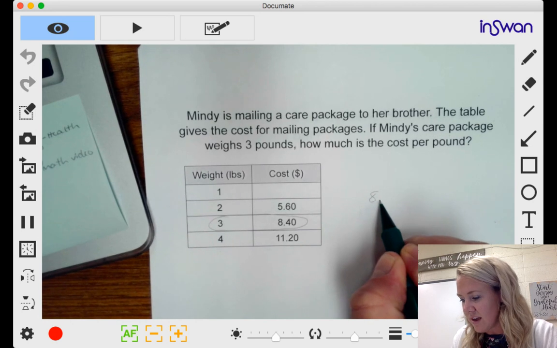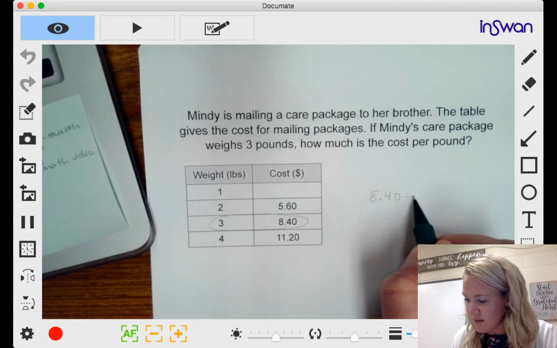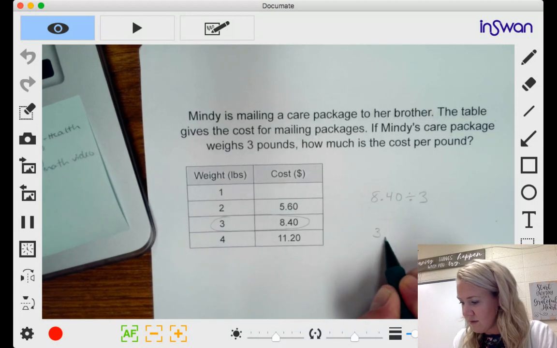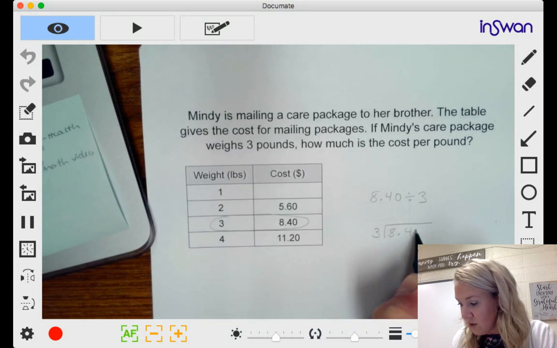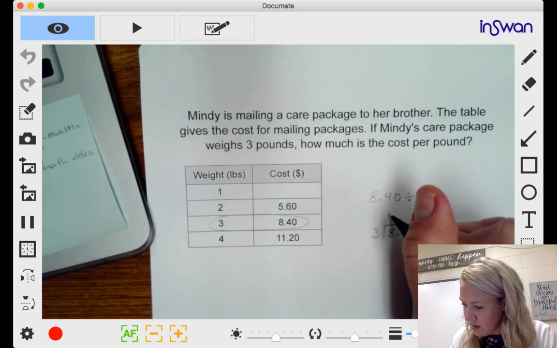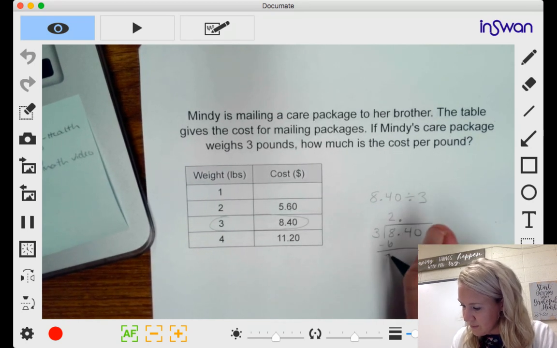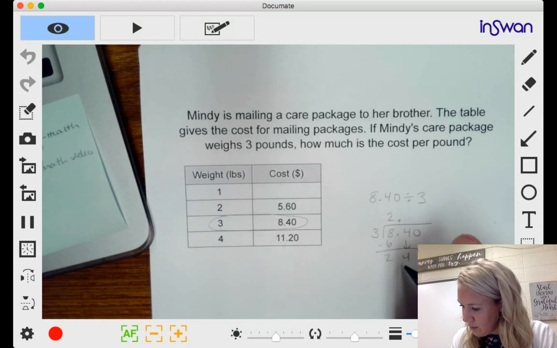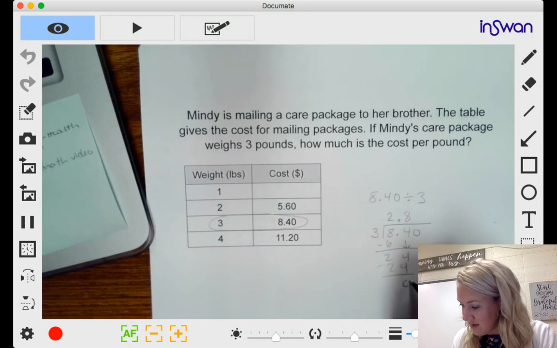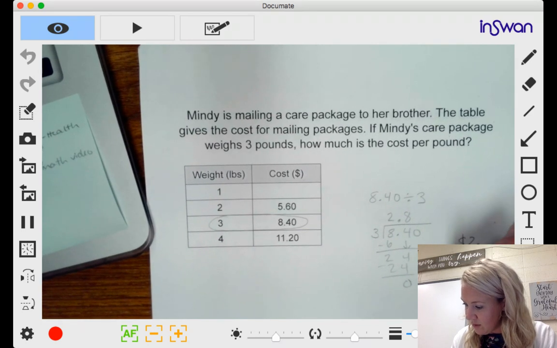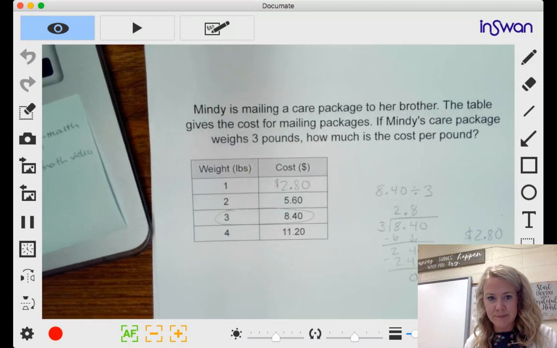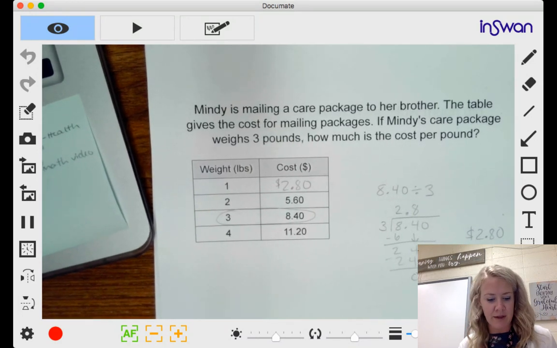So we need to take the $8.40 and divide it by 3 pounds to figure out how much 1 is going to cost. Feel free to pause, get your answer, see if it matches mine here. So 8 into 3 twice. 3 into 24, 8 times, and that goes nicely. So it looks like we're at $2.80 per pound. So you can fill in your table. You might see a problem like that on the homework as well.